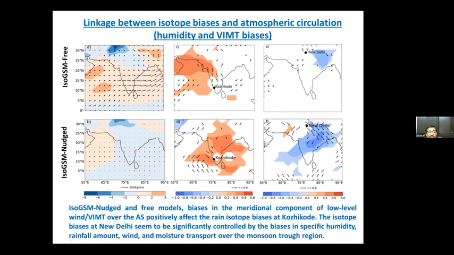So the isotope biases at New Delhi seem to be significantly controlled by the biases of specific humidity, rainfall amount, wind, and moisture transport over the monsoon trough region. So we found that the departure of the model isotope values from the observation not only depends on the local parameters, it also depends on whether the model is over- or underestimating the regional-scale atmospheric circulation.